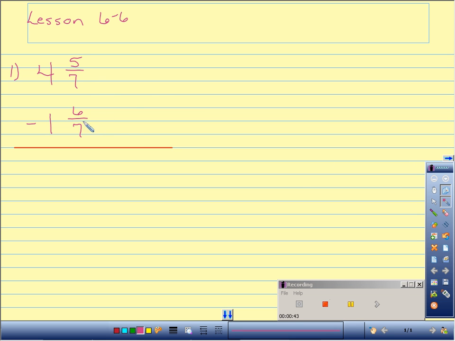Common denominator is already there. 5 minus 6 we can't do, so we must borrow. Four now becomes a 3, and we add the denominator to the numerator. That gives us our new numerator, which is 12. Denominator stays the same. Now we can subtract 1 and 6/7.